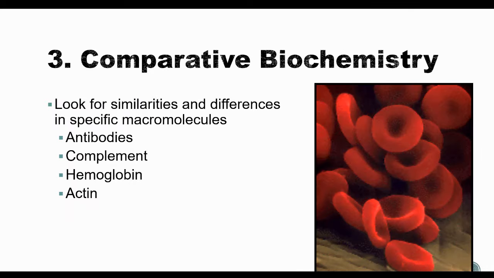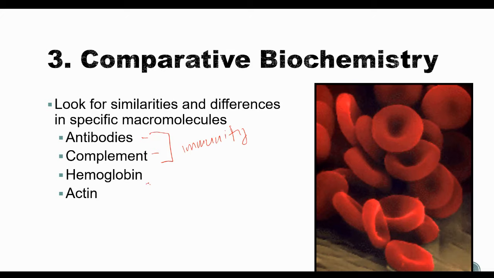Next is comparative biochemistry, and since we haven't done a lab on this, I'm going to talk a little bit more about this. But this is where we look for similarities and differences in specific macromolecules. And so some examples, antibodies or the complement system, these are both part of the immune system. Because they're part of immunity, they're both going to be pretty important.